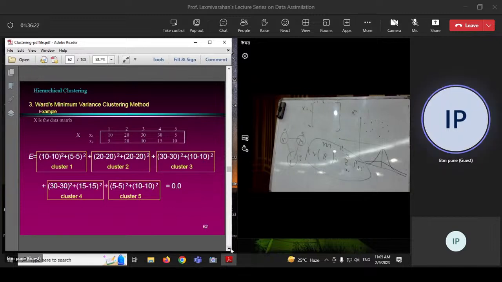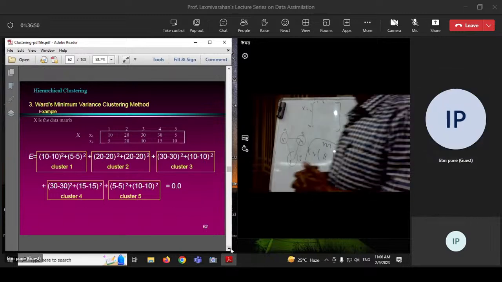So what's the question to ask? Which pair, if I brought together, leads to the least increase in the variance? The least increase in the variance tells you that by bringing them together, I can create a cluster which is as tight as possible, because variance is the measure of the spread. As I gave you the example of normal distribution with unit variance versus variance 10. All of you? That's basically it.